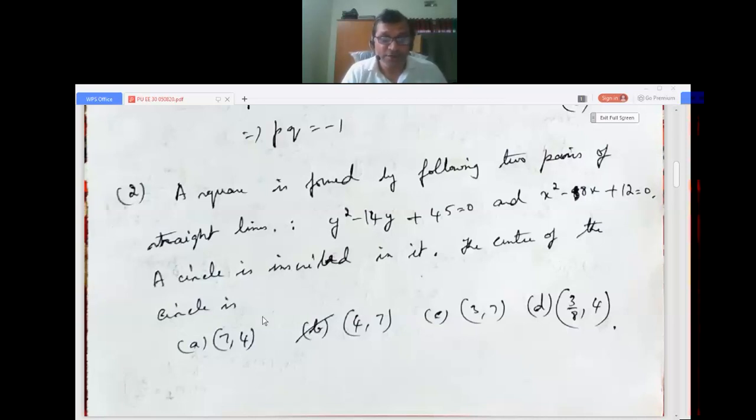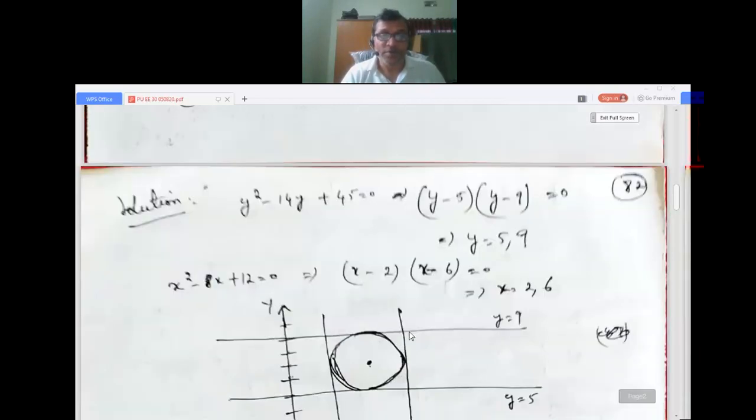The center of the circle is 7, 4, 4, 7, 3, 7, 3 by 8, 4. Always you should understand the question properly. Then only you can get the answer and the hints quickly. Okay.